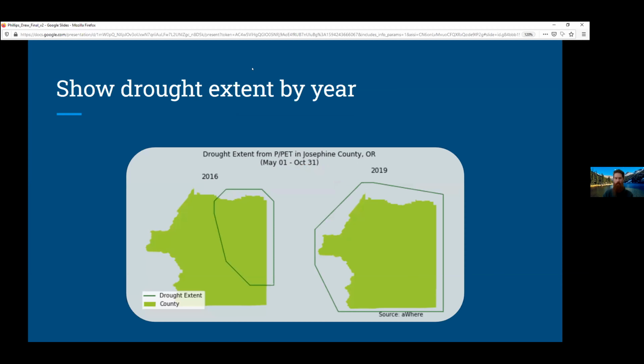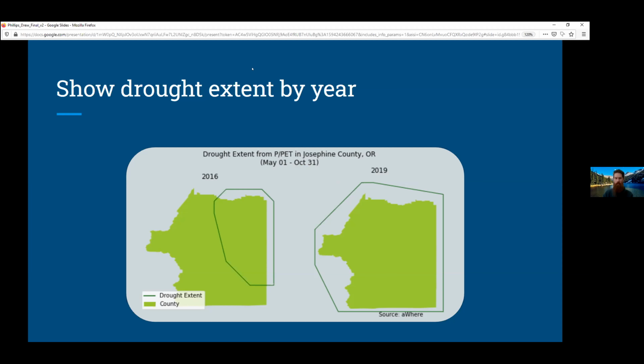The area I chose was Josephine County, Oregon, which is a rural county in Southern Oregon, just north of Northern California, and it's been experiencing severe drought since about April of this year. The time period I chose was the approximate growing season from May to the end of October.